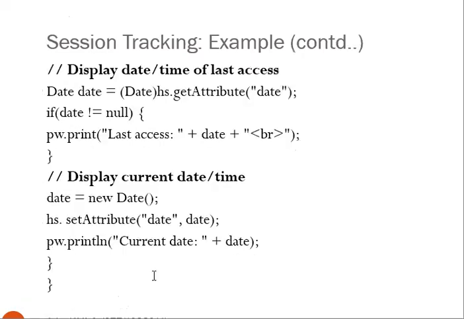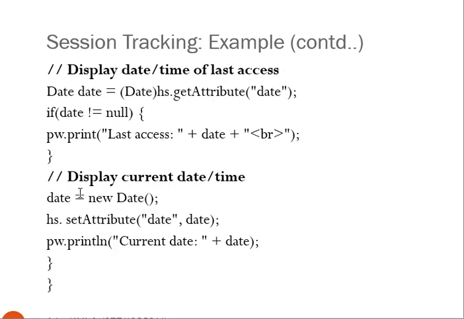We can get the writer and print. So getAttribute is similar to getParameter in cookies; we have getAttribute over here. The attribute name is date. If that particular attribute is there, it will return the value. If it is not there, it will return null. So you can print the last access date is this, and display the current date and time.